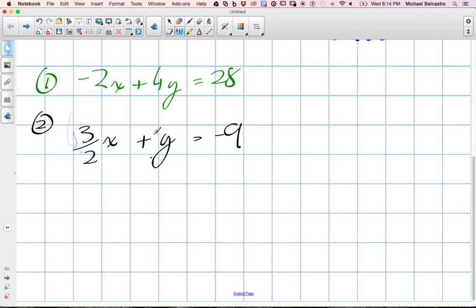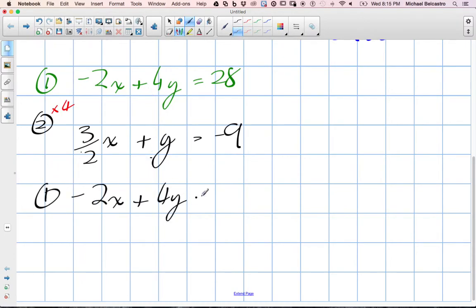So we need to make the coefficient 1 into 4. Do you know what operation we could use to do that? Yeah? What would we multiply by? 4. Yeah, so we need to multiply by 4. So I'll rewrite them again. Negative 2x plus 4y equals 28. And then formula 2 times the number 4. Okay, so when we multiply the second by 4, we do this by 4 and this by 4.